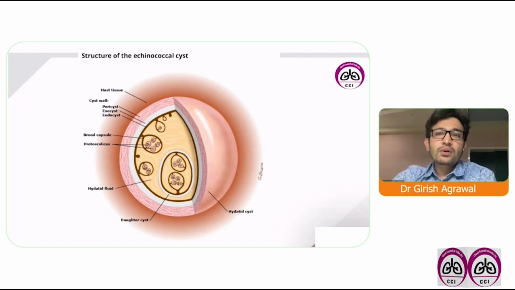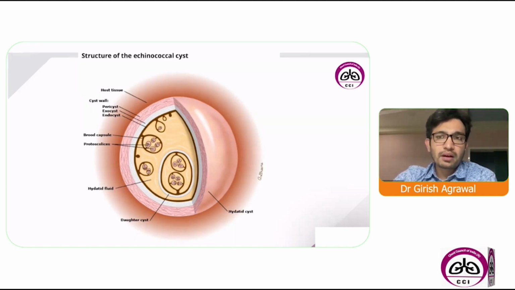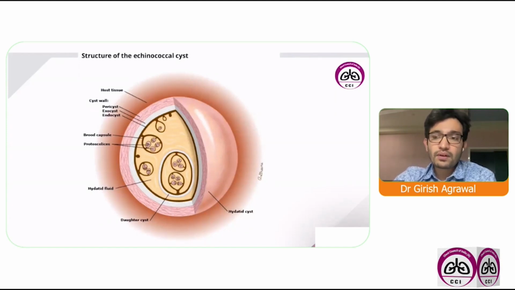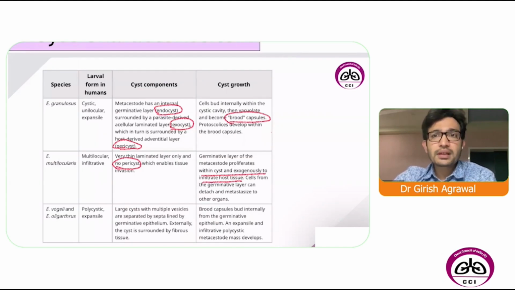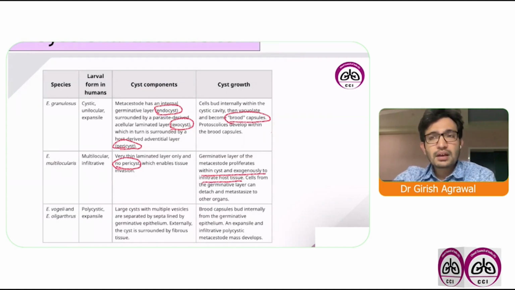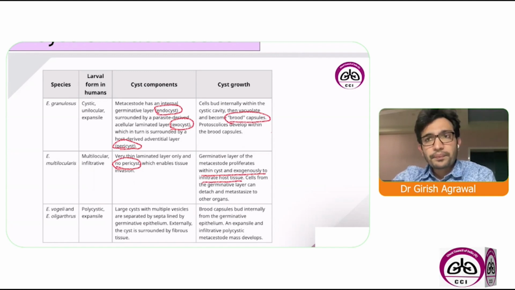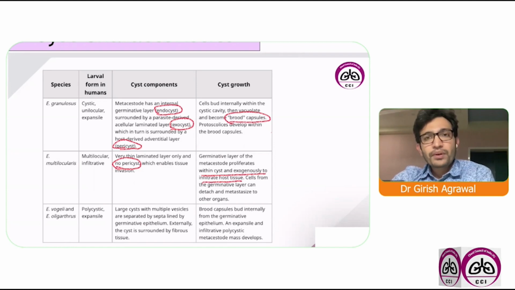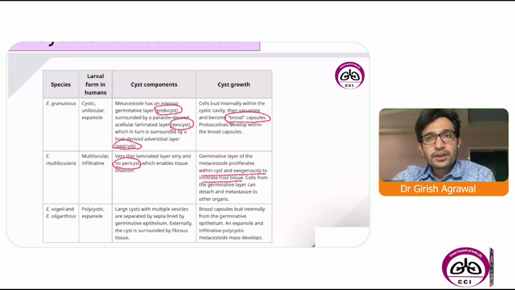Now, the presence or absence of daughter cysts is important because the management changes in the presence or absence of daughter cysts. As I told you, there's an endocyst, exocyst, the paracyst, and the brood capsules. And you can see that in Echinococcus multilocularis, which causes alveolar echinococcosis, there is no paracyst, as a result of which the daughter cysts proliferate within the hydatid cyst and also exogenously into the infiltrated host tissue.